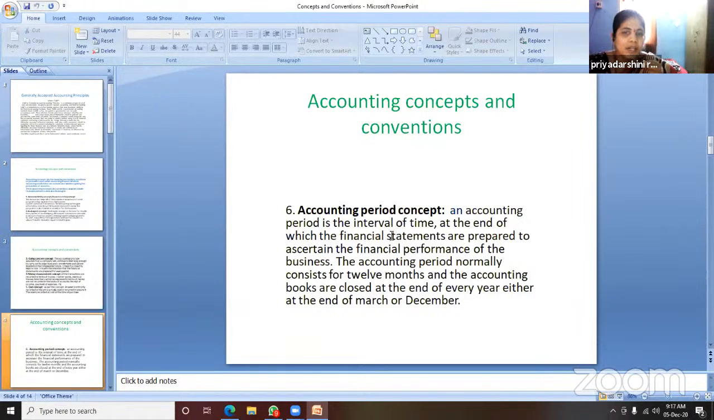Coming to the accounting period concept. Accounting period is the interval of time at the end of which the financial statements are prepared to ascertain the financial performance of the business. The accounting period normally consists of 12 months, and the accounting books are closed at the end of every year, either at the end of March or December. So, what is the accounting period concept?